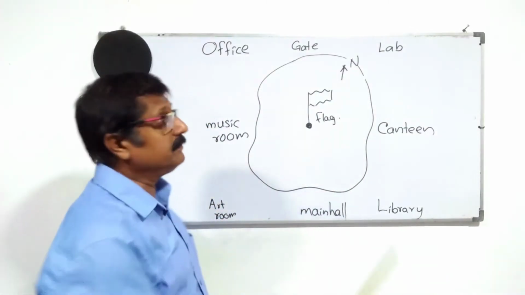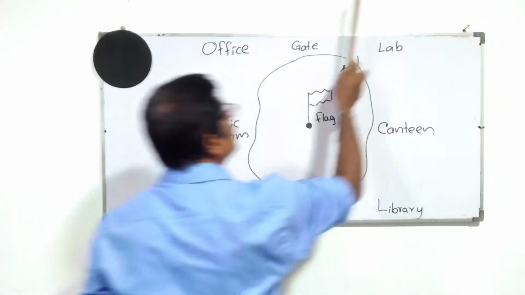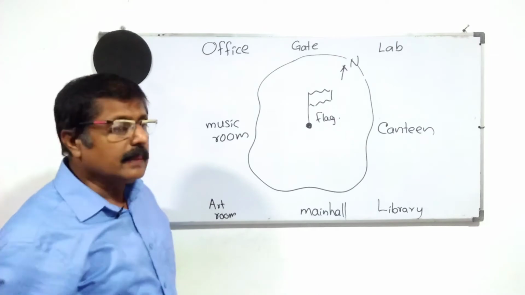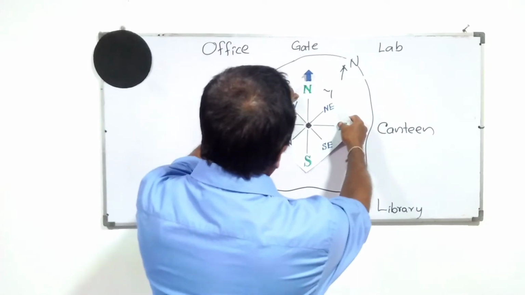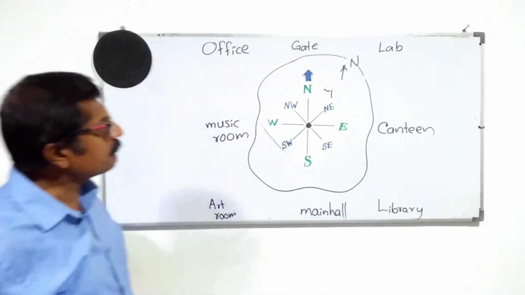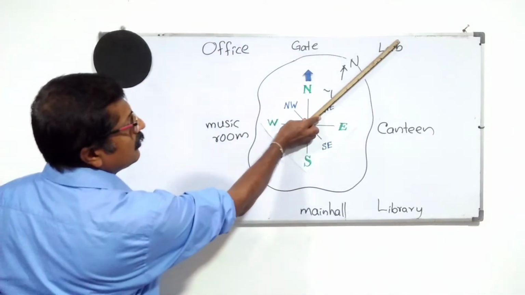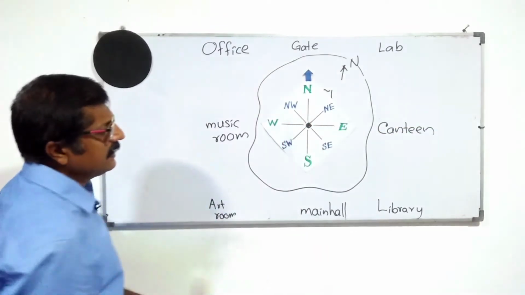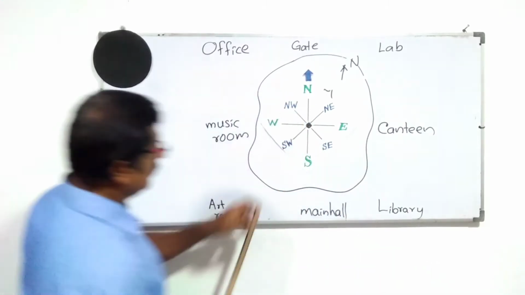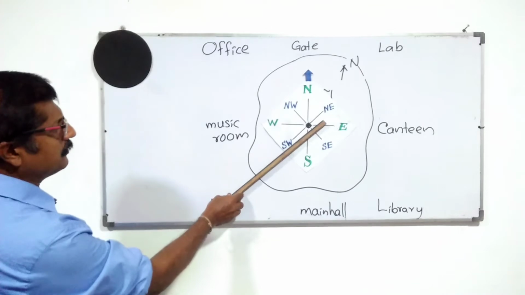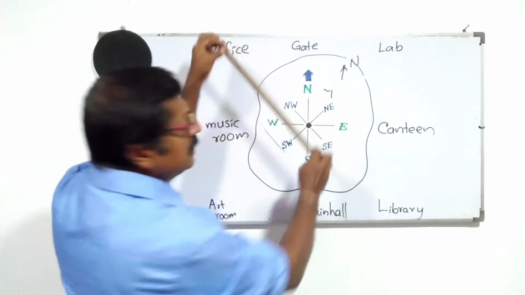That means wherever you see this direction, it is the north. Then you can place this thing at the place where you are, like this. Here you are. Now the gate lies in the north. The laboratory lies in the northeast. Canteen is in the east. Then the library. Library is in the southeast. In the south, the main hall. What is in the southwest? That's the art room. And in the west lies the music room, while the office lies in the northwest.